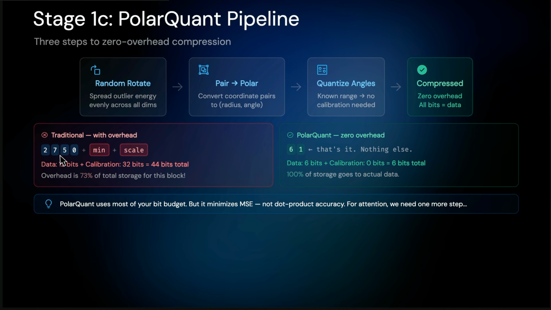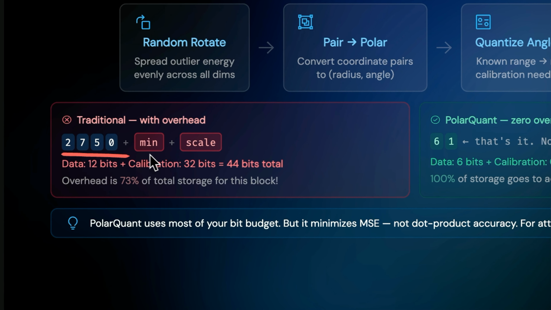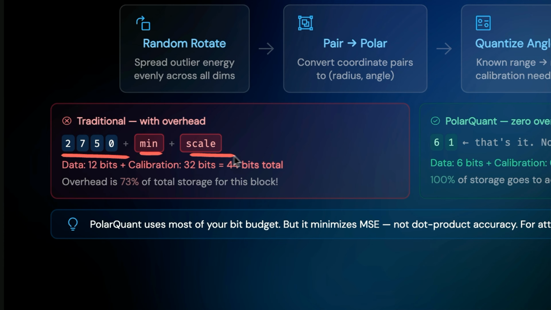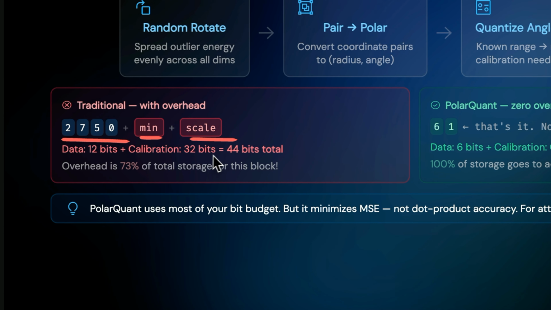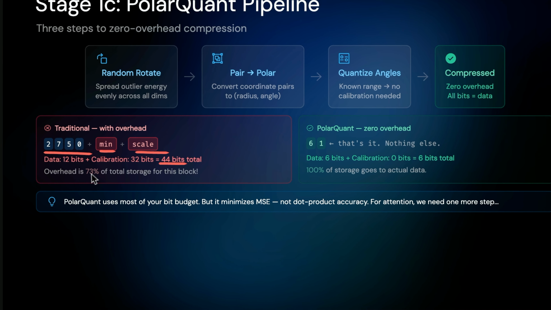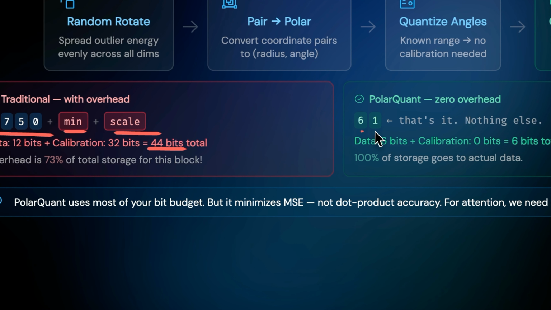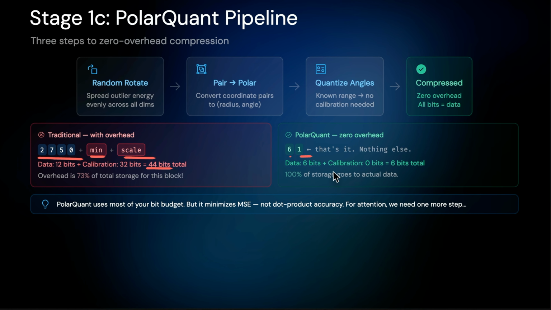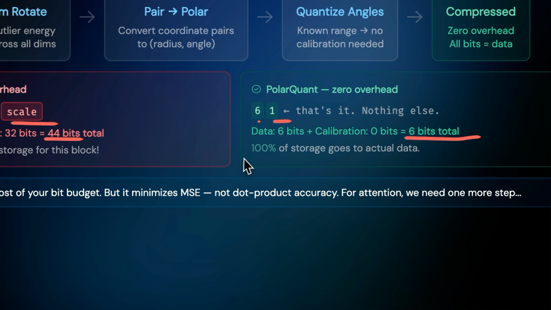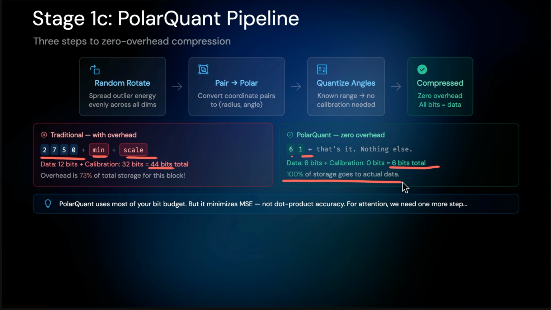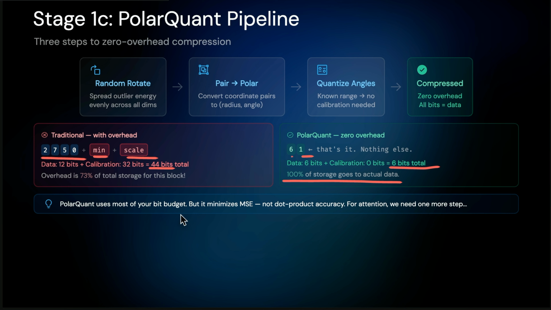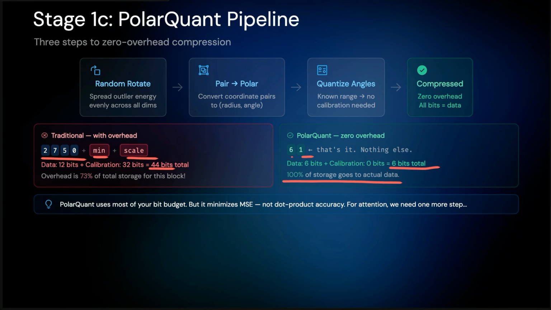Traditionally, once we quantized, we get 2, 7, 5, 0. Along with that, you have to store the min and the scale. That is 12 bits plus calibration 30 bits, that is 44. Now overhead is about 73% of the total storage. When you do PolarQuant, you just store 6 and 1. That's it. You don't need to store anything else. That is 6 bits in total, which means 100% of your quantization goes to the usage of actual data. PolarQuant makes the most of your bit budget, but it minimizes mean squared error, not the dot product accuracy. We'll see what this means in the next slide.